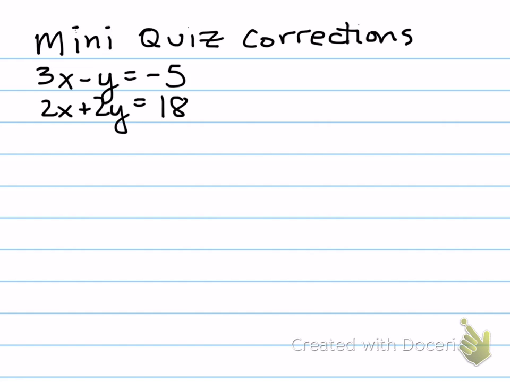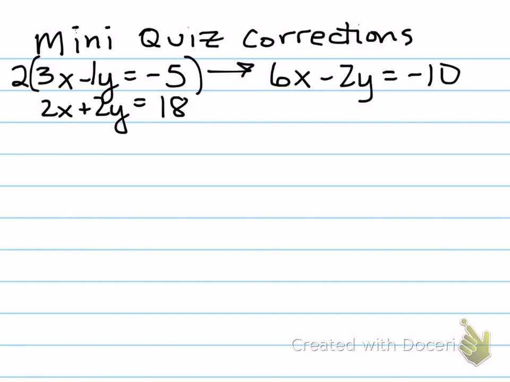Since the LCM of the 1 and the 2 would be 2, we're going to create a positive and a negative 2. Since we already have that positive 2 right there, we're going to turn this top one into a negative 2 with a simple multiplication. The new equation will now become 6x minus 2y equals negative 10. And I got all those numbers from just distributing that 2 to each piece of the equation.